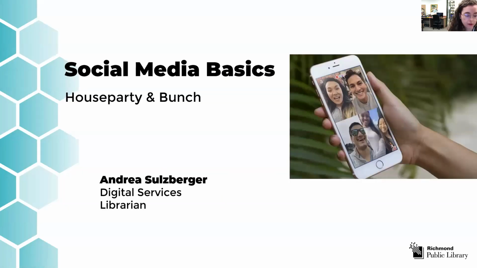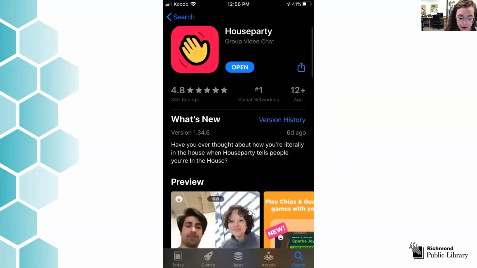Okay. So to get started, we're going to look at the Houseparty app. Houseparty is available for download from both the App Store and Google Play. It's also a Google Chrome extension, so it can be used on a desktop. The extension, however, does not allow you to play the games that are available on the app, and it can read your browsing history, so I wouldn't recommend using that.